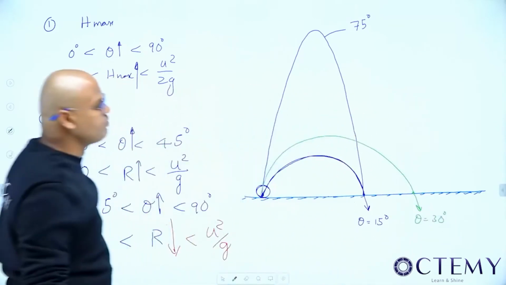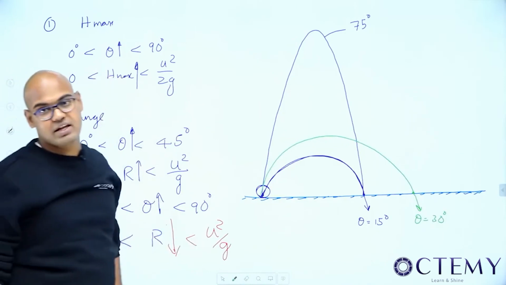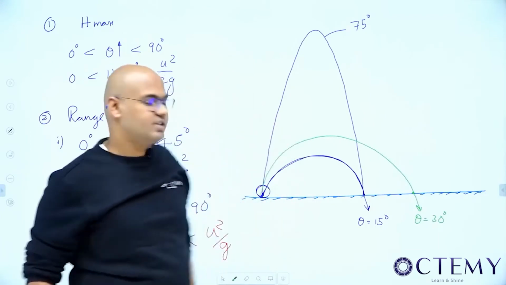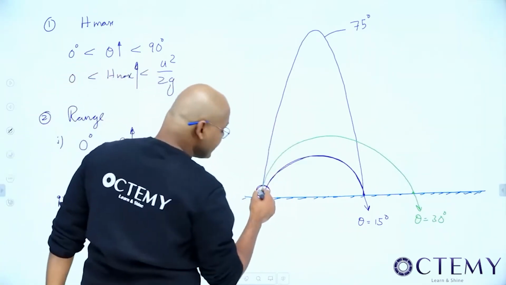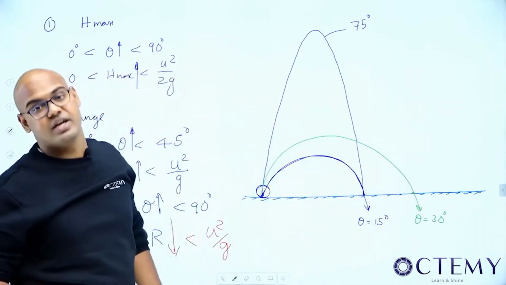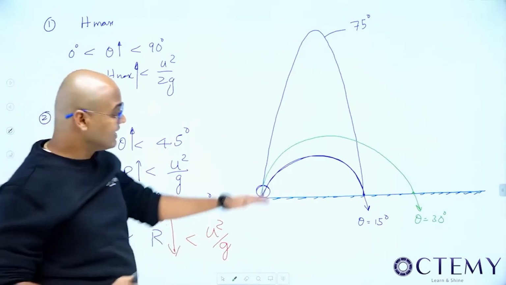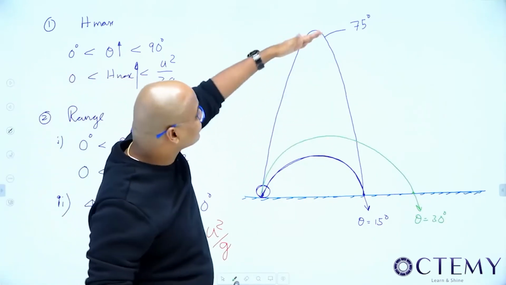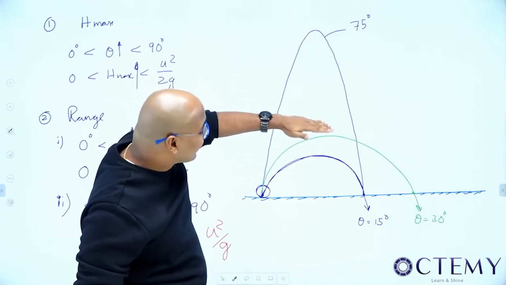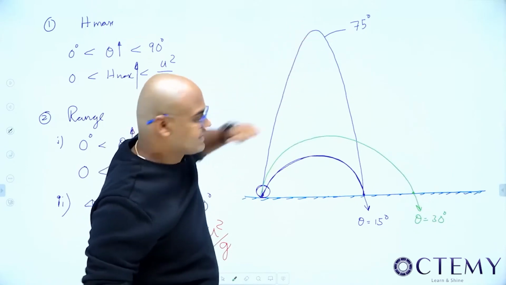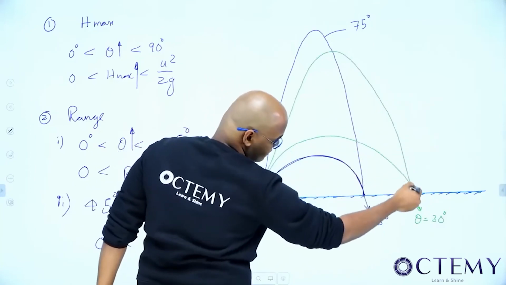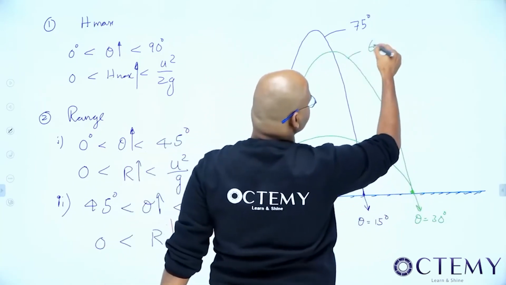Now, if I want the same range, what's the other counter angle for this? If this is theta, the same range will come at pi by 2 minus theta. So what will happen? 90 minus 30 degrees, that is 60 degrees. It will give me the same range. But what about maximum height? 60 is greater than 30, but less than 75. So it will have a maximum height greater than 30 but less than 75. So what is that going to be? This is for 60 degrees.